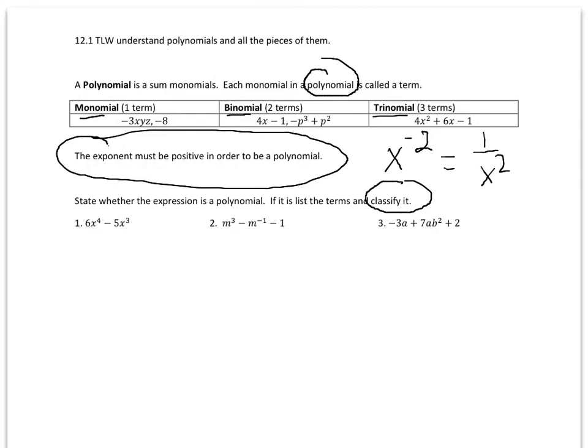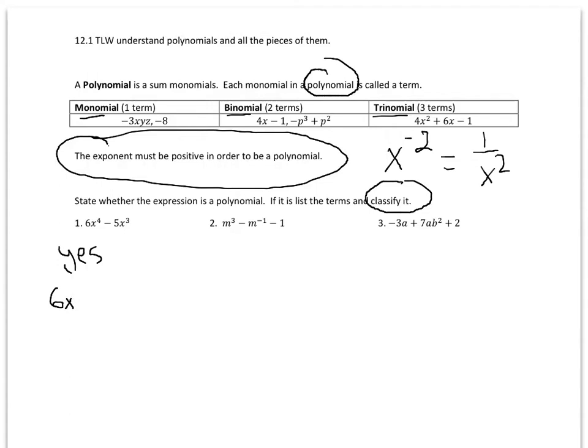Okay? So I look, state whether the expression is a polynomial. Well, I look up here and read what we copied down. The exponent must be positive in order to be a polynomial. So I see I have some exponents. I have x to the fourth and x to the third. Those are both positive, so yes, it is. So I answered, state whether it's a polynomial, yes. If it is, list the terms. Okay, the terms. Well, one of them is 6x to the fourth.